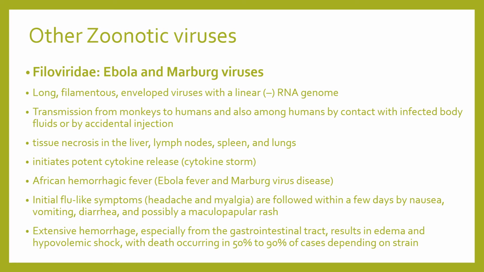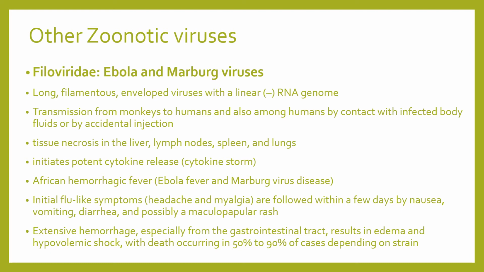Aside from rabies, we also have other zoonotic viruses like the filoviridae, which include the Ebola and Marburg viruses. These are long, filamentous, enveloped viruses with a linear negative RNA genome. Transmission is from monkeys to humans and among humans by contact with infected body fluids or by accidental infection. This causes tissue necrosis in the liver, lymph nodes, spleen, and lungs. And just like COVID, it initiates a potent cytokine release called a cytokine storm.